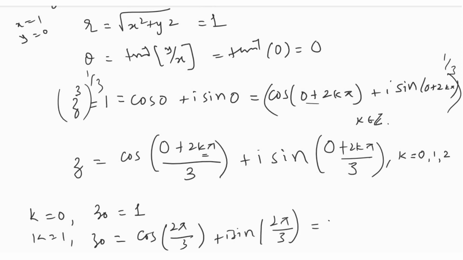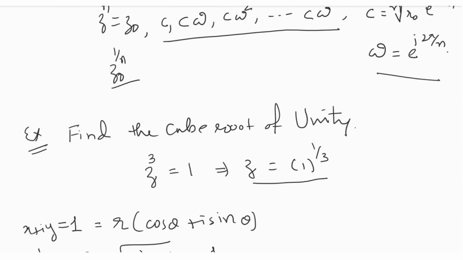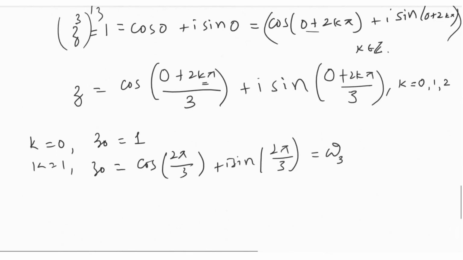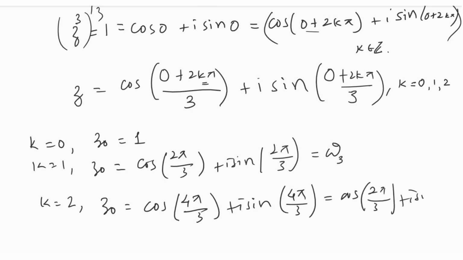If I can say this is omega 3, as we have this notation, that we can have omega as a notation that we have denoted, so that will denote it as omega 3. K is equal to 2 will give you cos of 4 pi by 3 plus i sin 4 pi by 3. That I can write as (cos 2 pi by 3 plus i sin 2 pi by 3) whole power 2, because by De Moivre's theorem, and that we can write as omega 3 square.